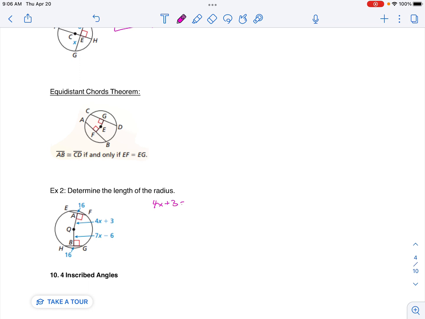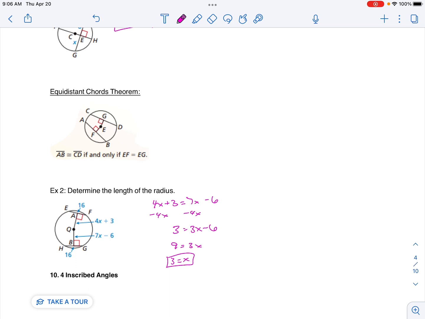This question actually is incorrect a little bit. We'll discuss it further here. So I got to solve for X. Subtract off my 4X. Now, here's the deal with this. X does equal 3, but they want the length of the radius.